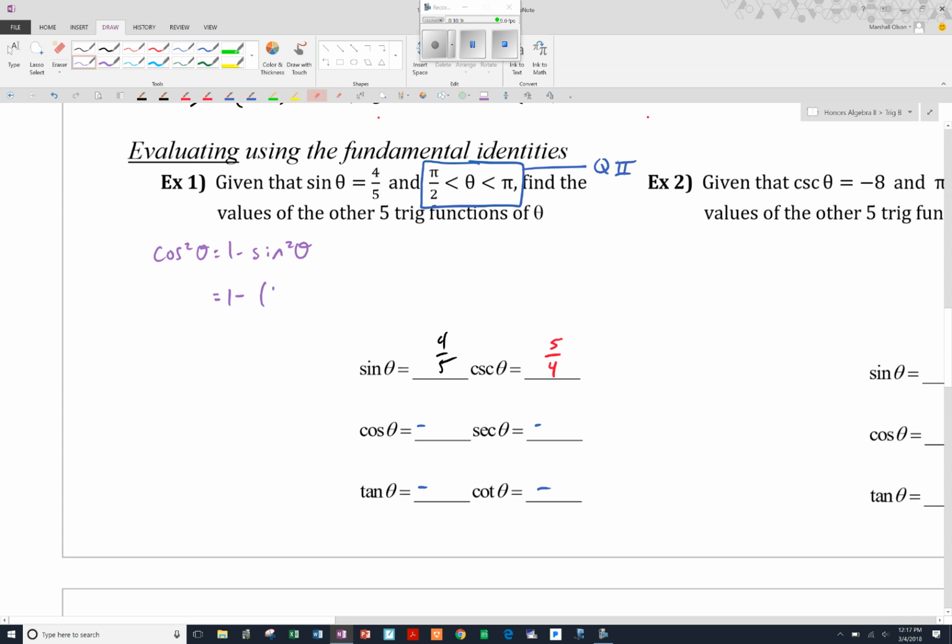So we're going to take 1 minus sine, which is 4/5 squared. Be careful not to write the sine of 4/5 right there. The sine of theta is 4/5, so we replace sine of theta with 4/5. So this is 1 minus 16/25, or 9/25, since 1 is 25/25. And we still need to take that square root here.